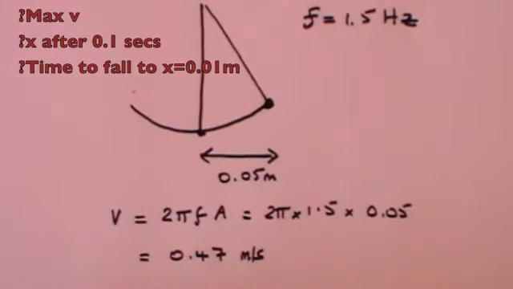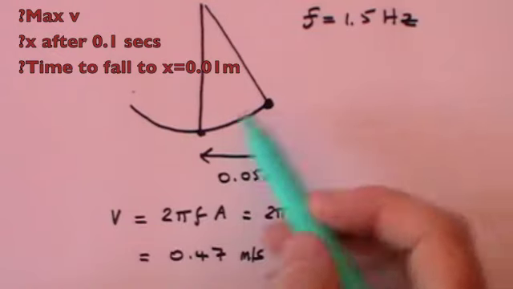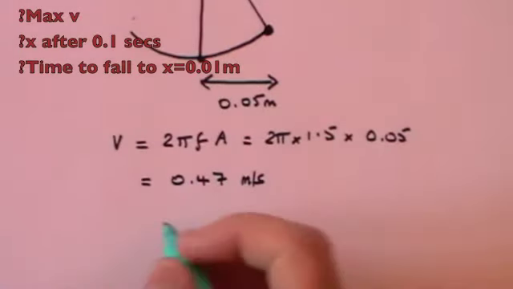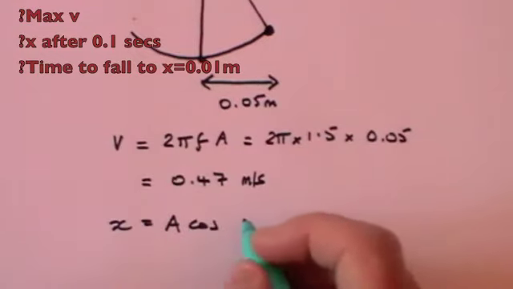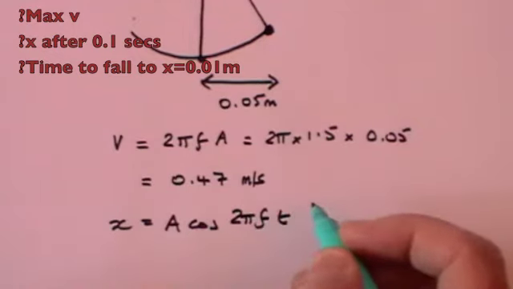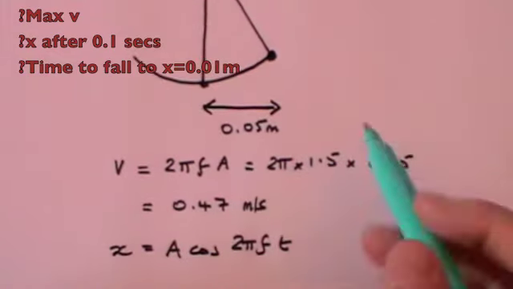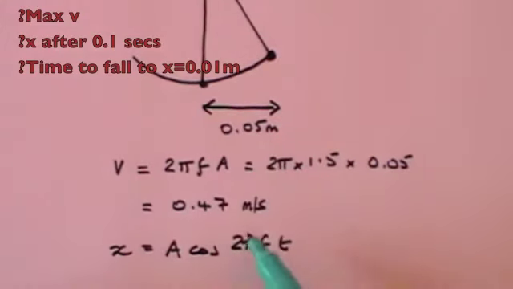We now need to know the displacement from the midpoint after 0.1 seconds. So when you let go, after 0.1 seconds, how far away from the midpoint will it be? And again, we had a formula for that. The displacement is equal to the amplitude times the cosine of omega t, which of course is the same as the cosine of 2 pi f times t. That is the case if you start the clock from the maximum displacement.